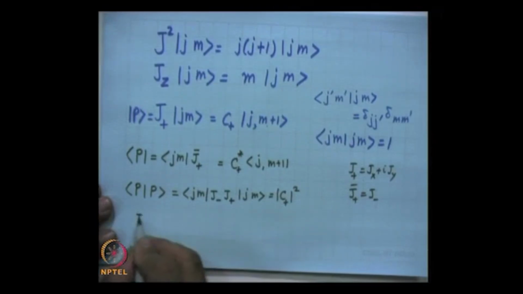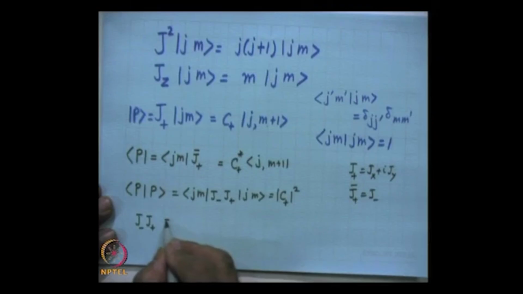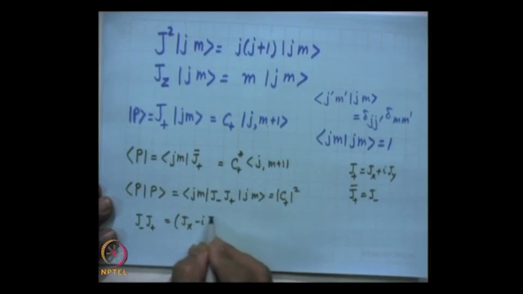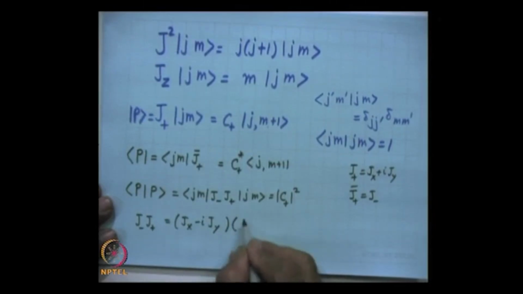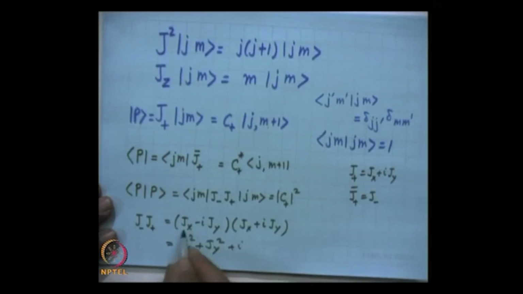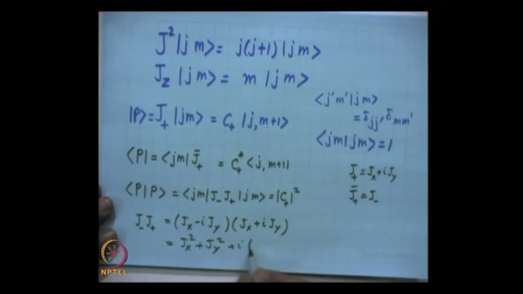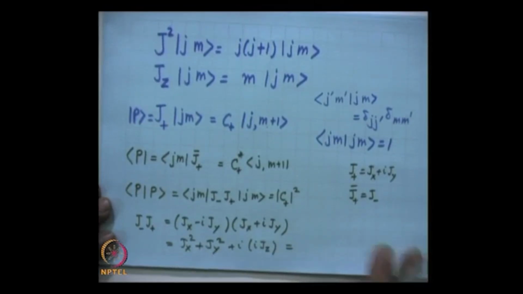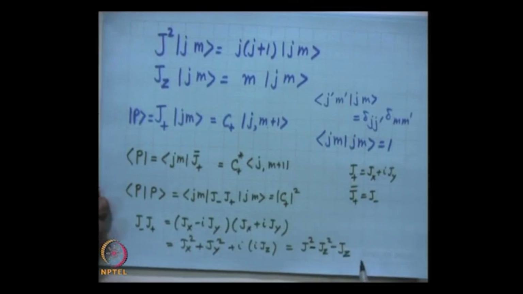So, once again J minus J plus is equal to Jx minus, this you must remember by now, i Jy times Jx plus i Jy. So, this is Jx square plus Jy square plus i times Jx Jy minus Jy Jx. So, that is i times i Jz. So, this is Jx square plus Jy square, which is J square minus Jz square, minus Jz. We have derived this earlier.